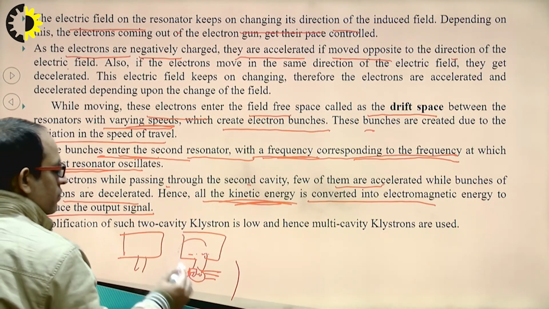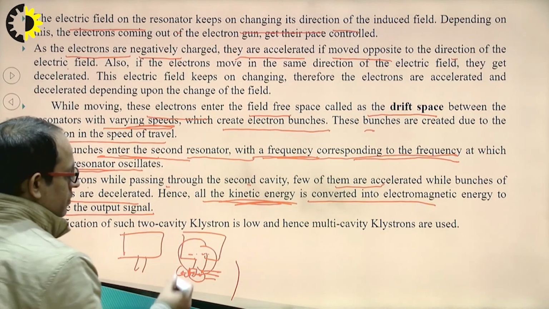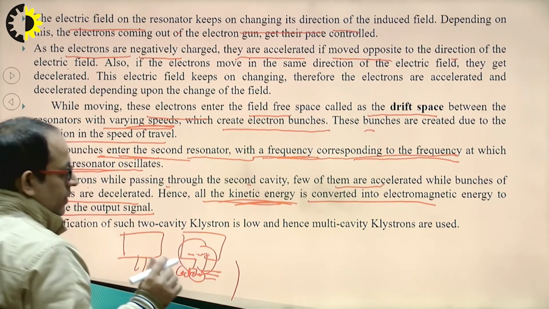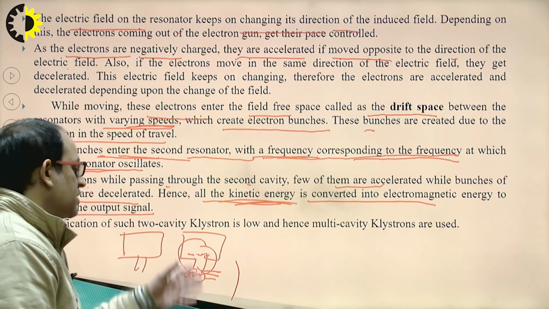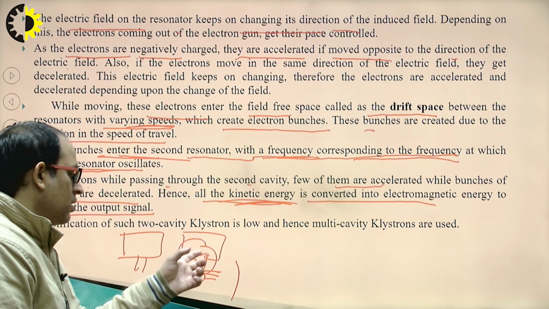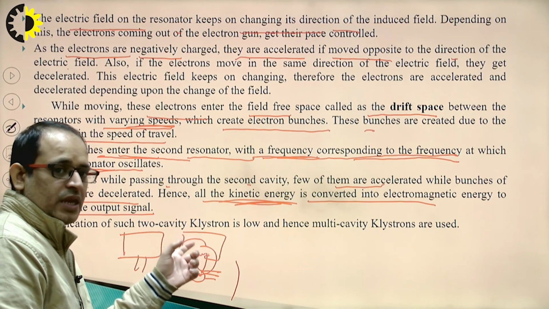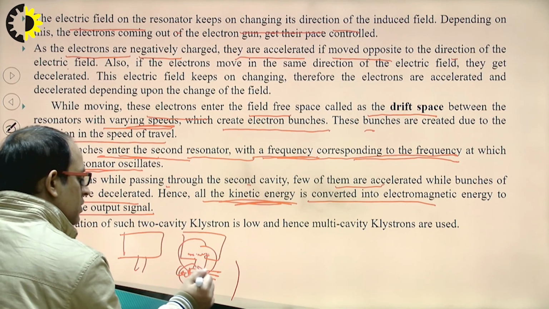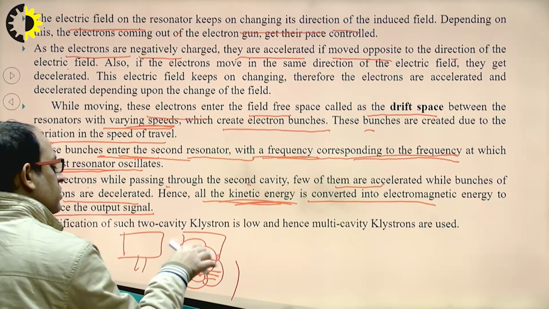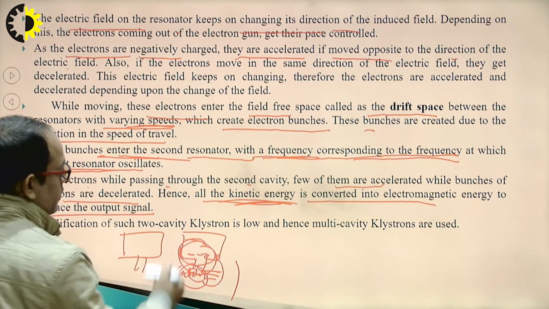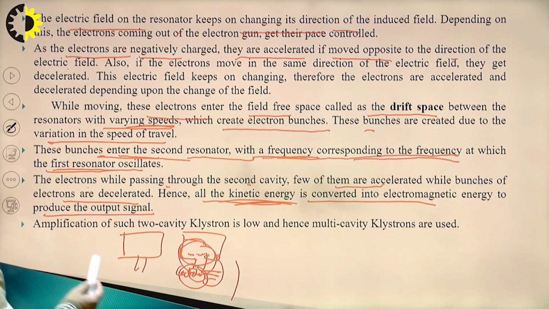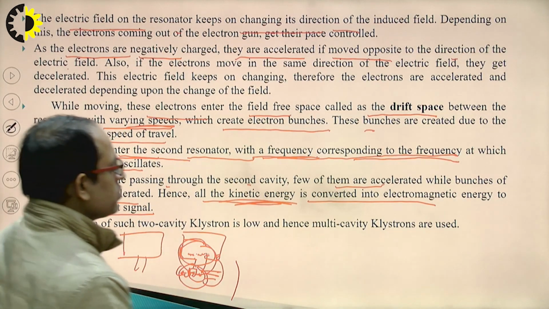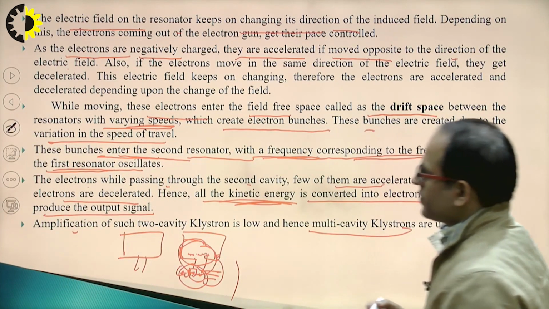So we have to be aware, or we have to note, that these bunches should interact with the negative field of this RF field. Otherwise, it will not give its energy to the electric field inside the cavity. When it interacts with the negative field, then only the electron will transfer its energy to this RF field. Clear? So that's why the efficiency of this two cavity klystron is low as compared to the multi cavity klystron. Clear?